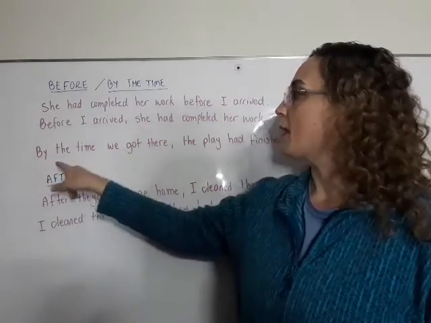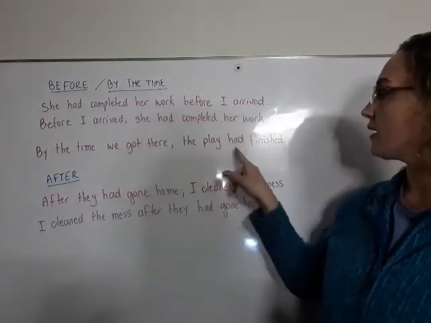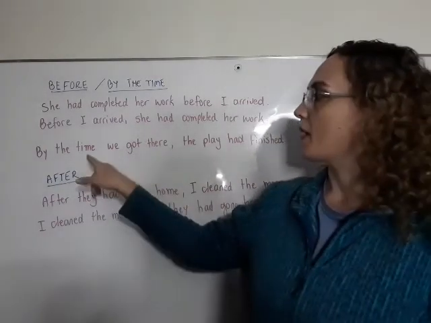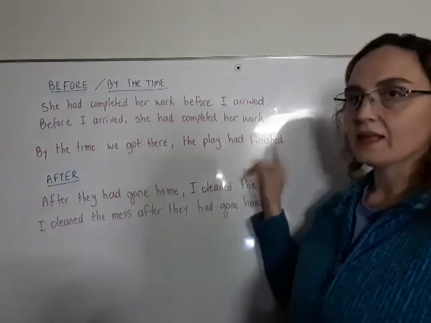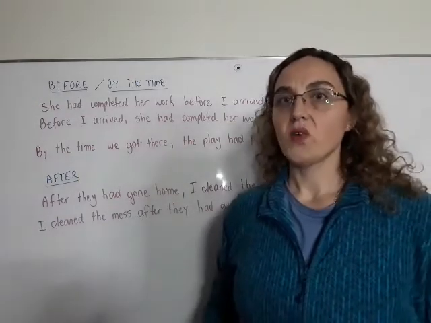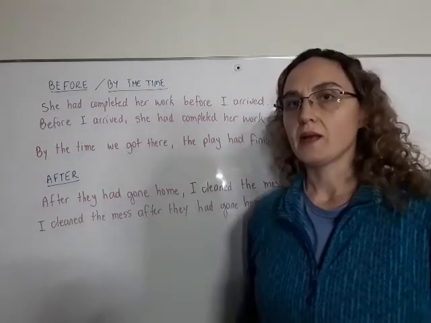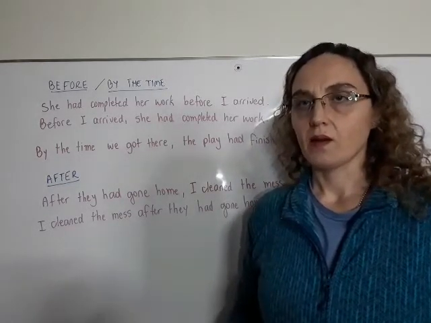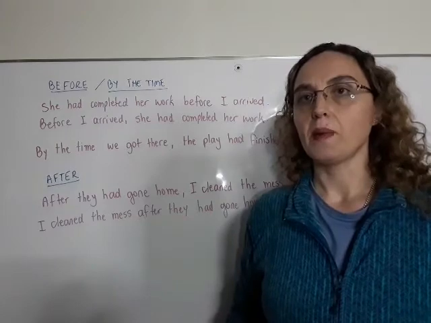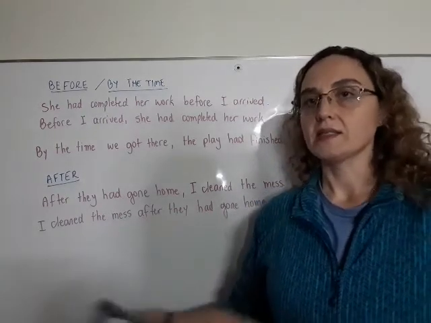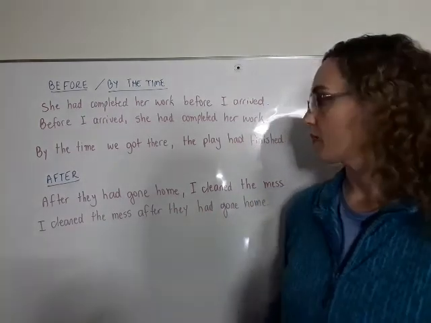And here we have an example with the same ideas, but it's another sentence, and we use by the time. By the time we got there, the play had finished. Para cuando llegamos ahí, la obra había terminado. What happened first? We got there, or the play finished? Okay, the first action was that the play finished, and then we got there.